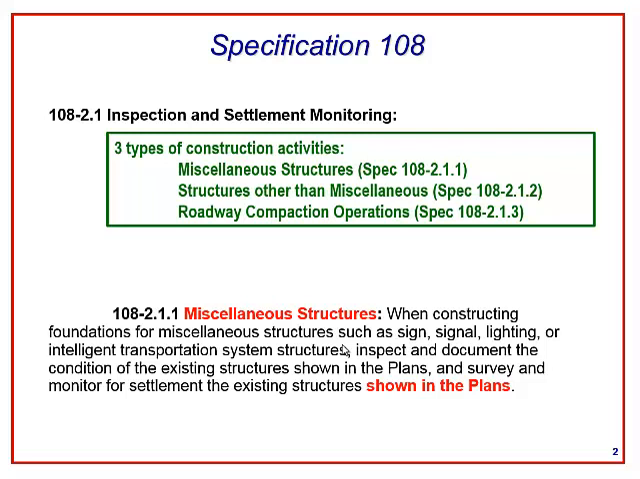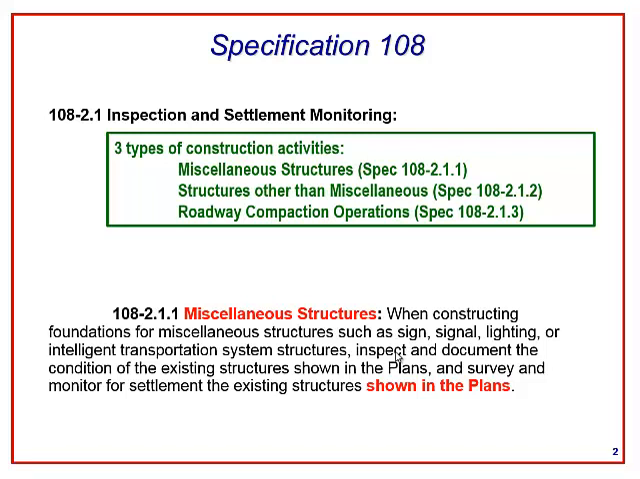First, let's discuss inspection and settlement monitoring. This is a proactive measure to ward off damage to structures and is associated with Pay Item 108-1. Settlement monitoring is associated with three types of construction activities. The first is miscellaneous structures, the second being structures other than miscellaneous structures, and then roadway compaction operations. So the first type, construction of miscellaneous structures, is related to activities necessary for the construction of miscellaneous foundations, such as signs, signals, and lighting, as described in the specification.